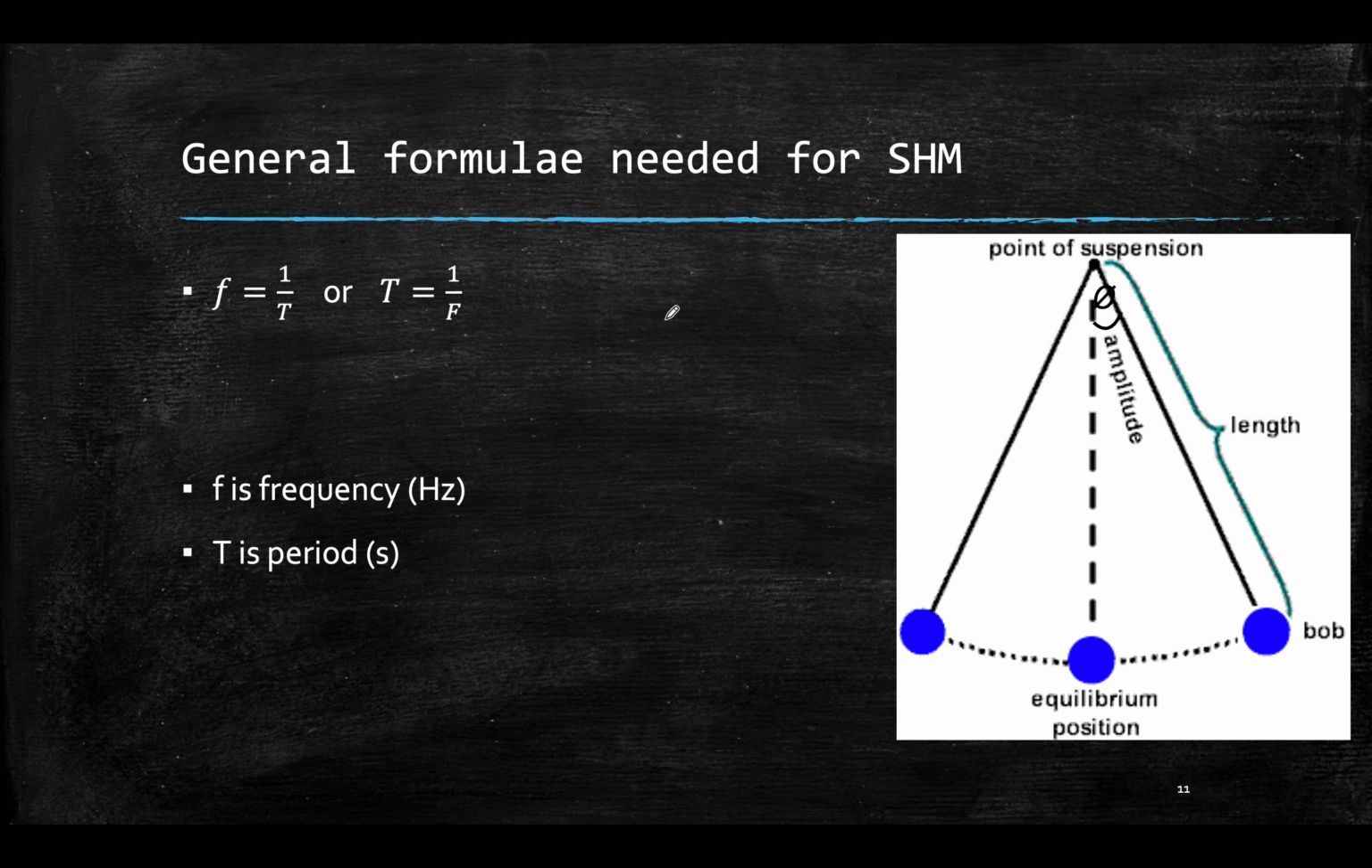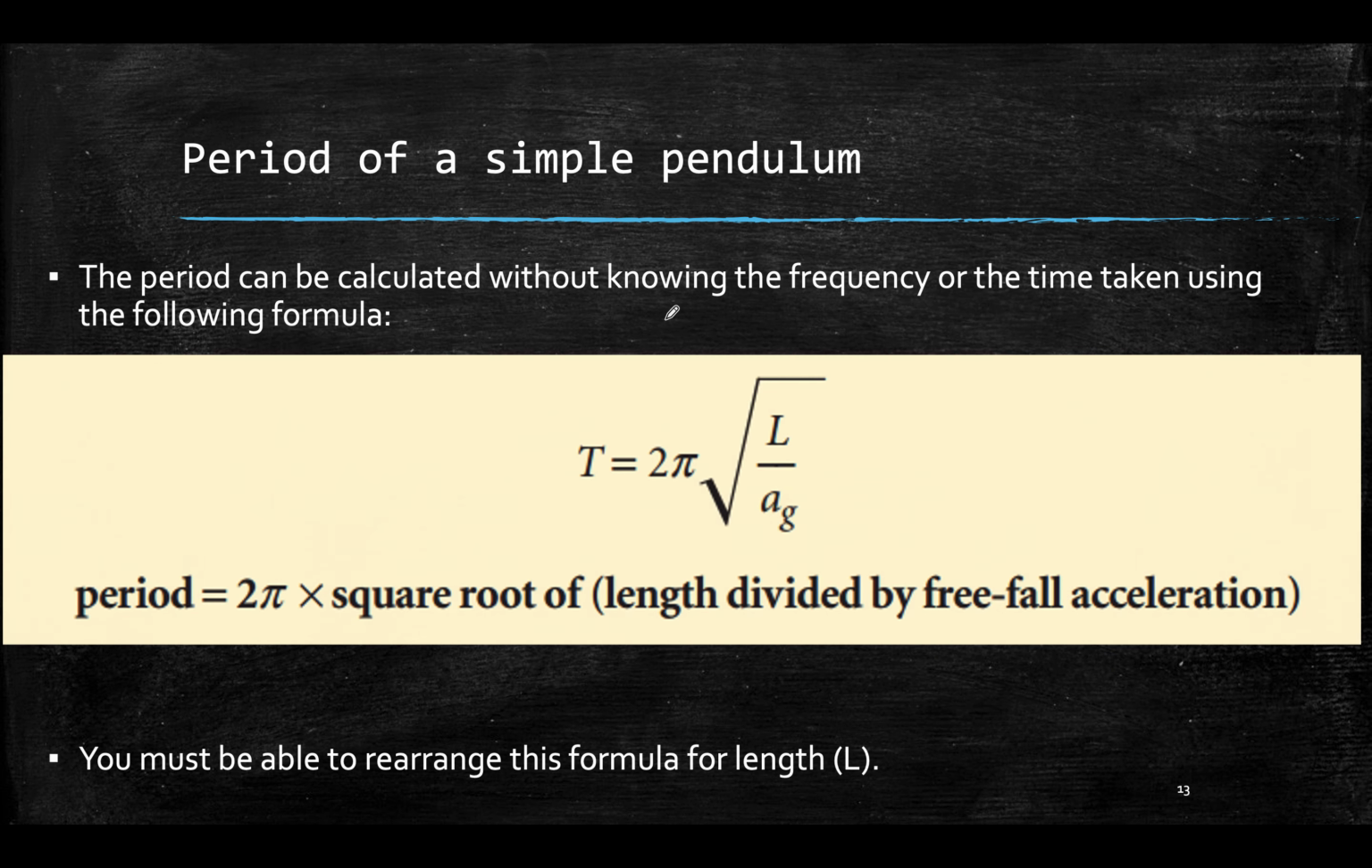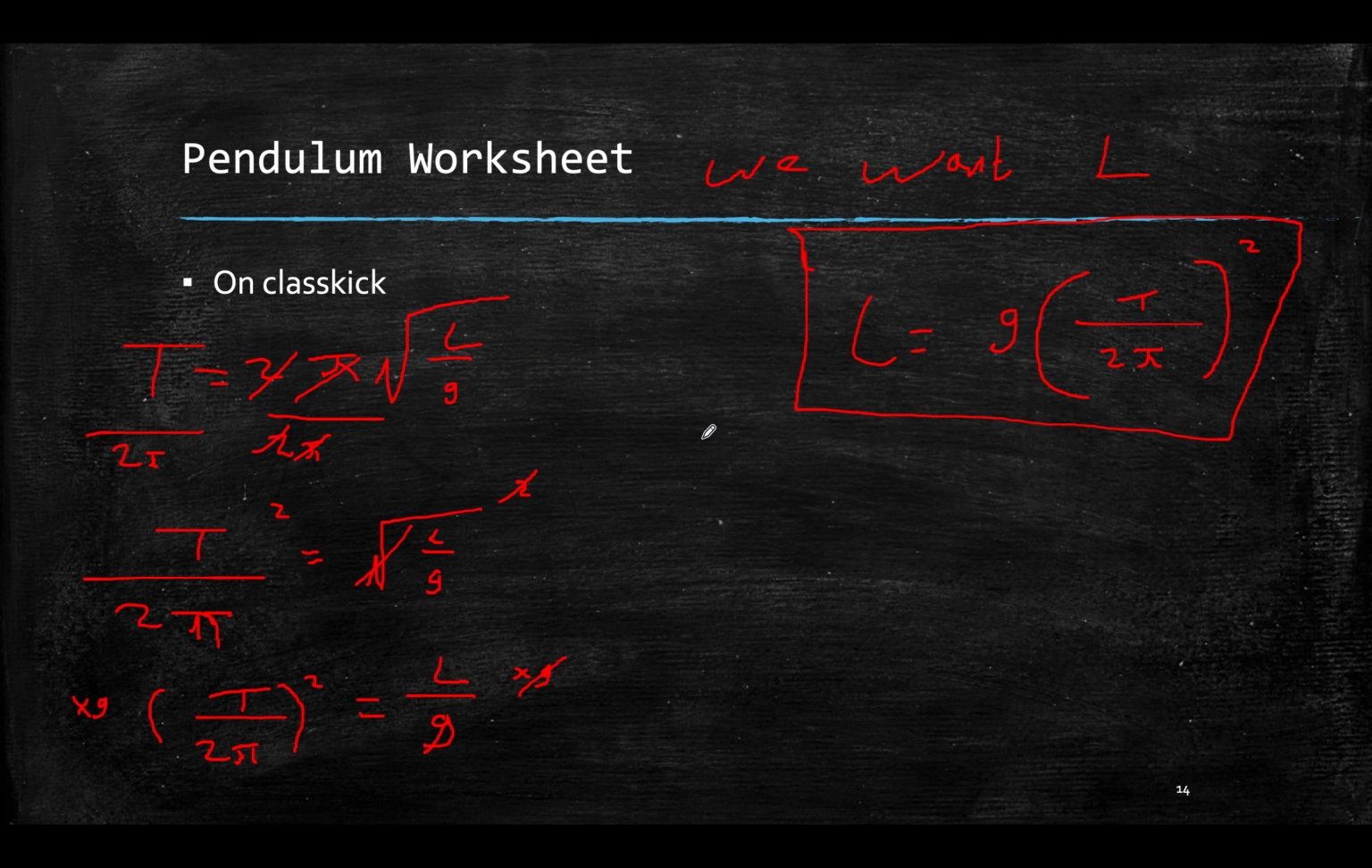If you wanted to find the period or the frequency, you can do it using this rule. We did some examples together, but there was a point where you might not know the frequency, but you do know the length of the string. So we can actually calculate this using the formula with the length of the string divided by gravity. Gravity is 9.8. You should be able to rearrange this to find L, and I did that with you in class. If you wanted to find L, we'll take the formula T = 2π√(L/g).